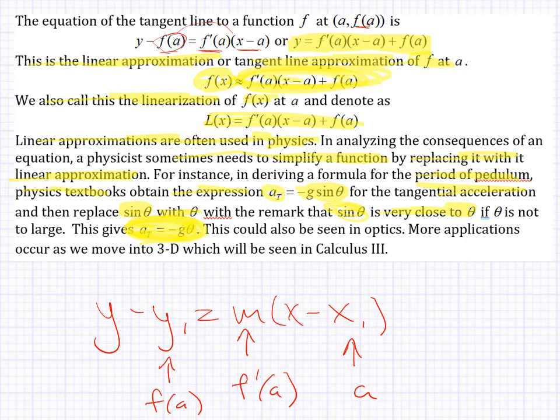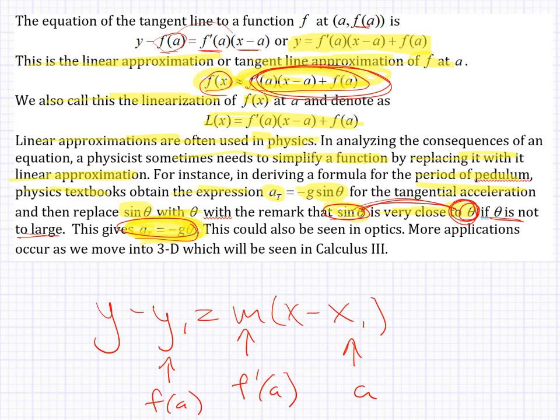It's swapping one function out for essentially the tangent line equivalent to that function, the linear approximation. Theta is a linear function. Sine of theta is not. But the linear approximation of sine theta would be theta itself, as long as theta is not too big. And so that makes this formula much simpler.